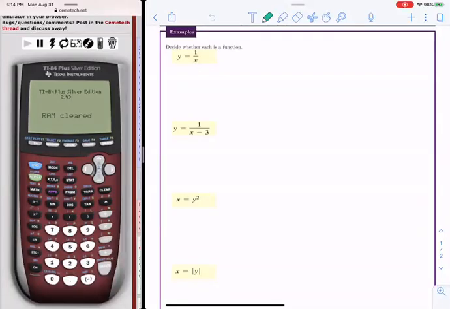So we have to know how to graph a function to determine if it is a function. Right now, what you have is an equation, and we want to know if this is a function or not. Naturally, we can use the vertical line test to determine if this equation is a function or not.